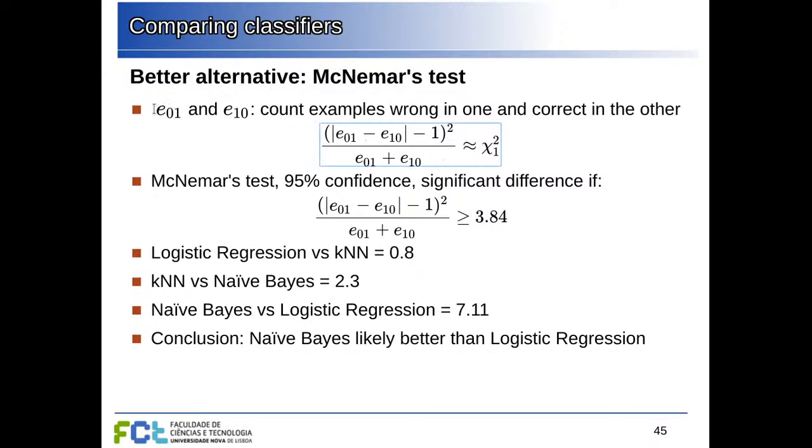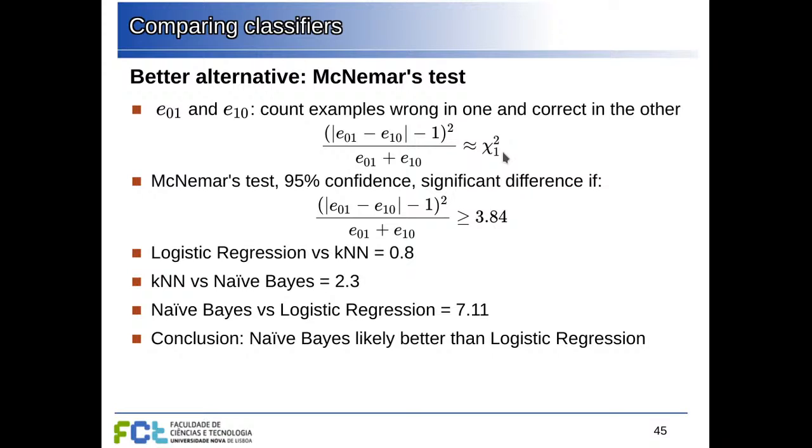What we do is we count the number of examples that one classifier got wrong but the other one got right, and vice versa. So this is the number of examples the first one got wrong and the second one got right, and this is the number of examples the first one got right and the second one got wrong. And so now we compute the difference between these two numbers. We subtract 1, square this, and then divide by the sum of these two numbers, and this expression is distributed approximately with a chi-square distribution with 1 degree of freedom.